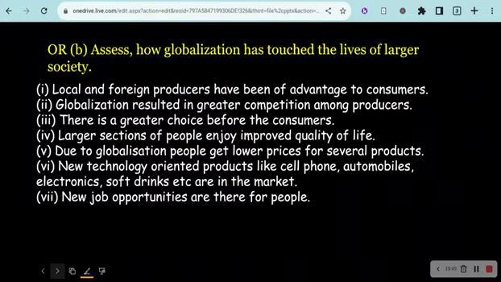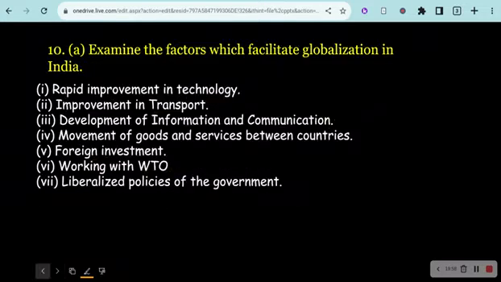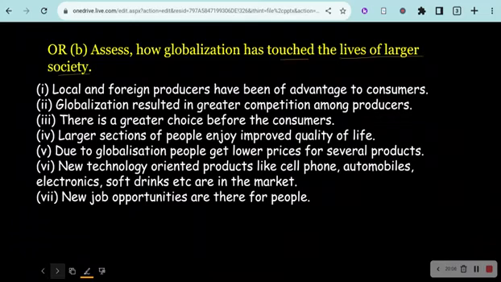Or question, so either do this or this one. Assess how globalization has touched the lives of larger society, how it is helping them. First one, if there's globalization, as I said, what are the points? There is more transportation, more technology, more goods and services, right? So with this, it has advantage to the consumers. Correct. With globalization, there is greater competition among producers because there are so many producers.